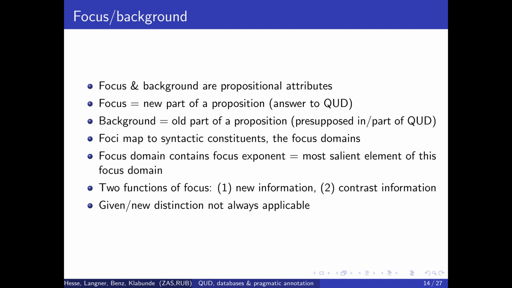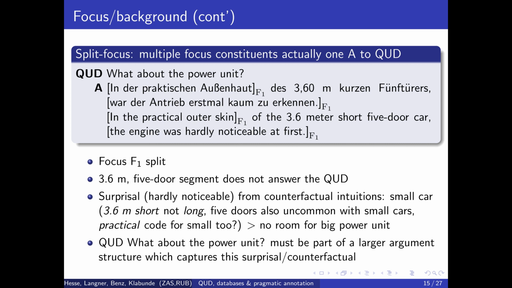A single focus domain contains what is called a focus exponent, which is the most salient element of this focus domain. There are two functions of focus, namely one is to provide new information, the other one is to contrast information. The problem is that the distinction between given and new information is not always applicable. One example is what we call split focus. That's a case where you have multiple focus constituents which actually answer one and the same QED.